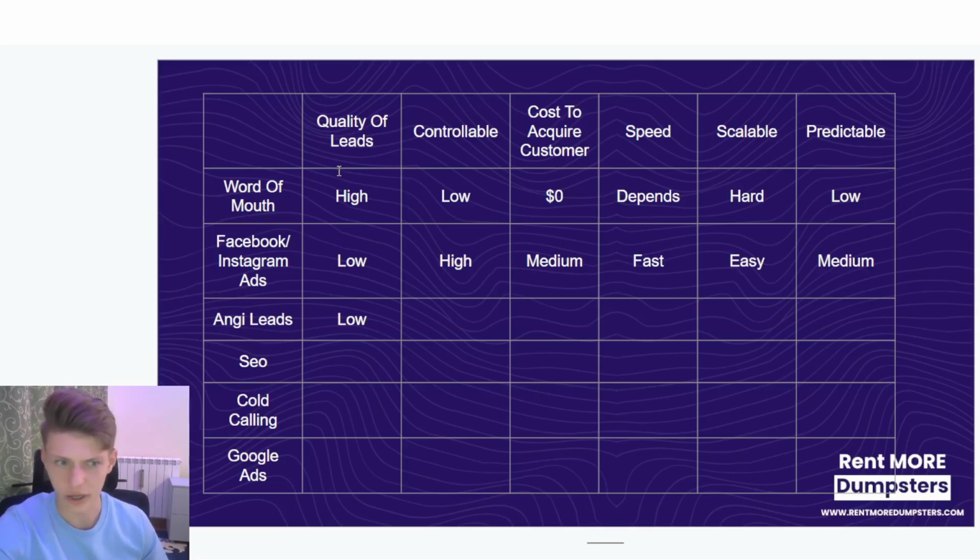Sometimes they just don't answer, because a lead is just that they completed the lead form, and that's it. When it comes to controllable, it's pretty good. It's kind of the same with scalable. You can control how many leads you get by buying more or buying less. It's all on you here. You have full control of how many leads you want to get.